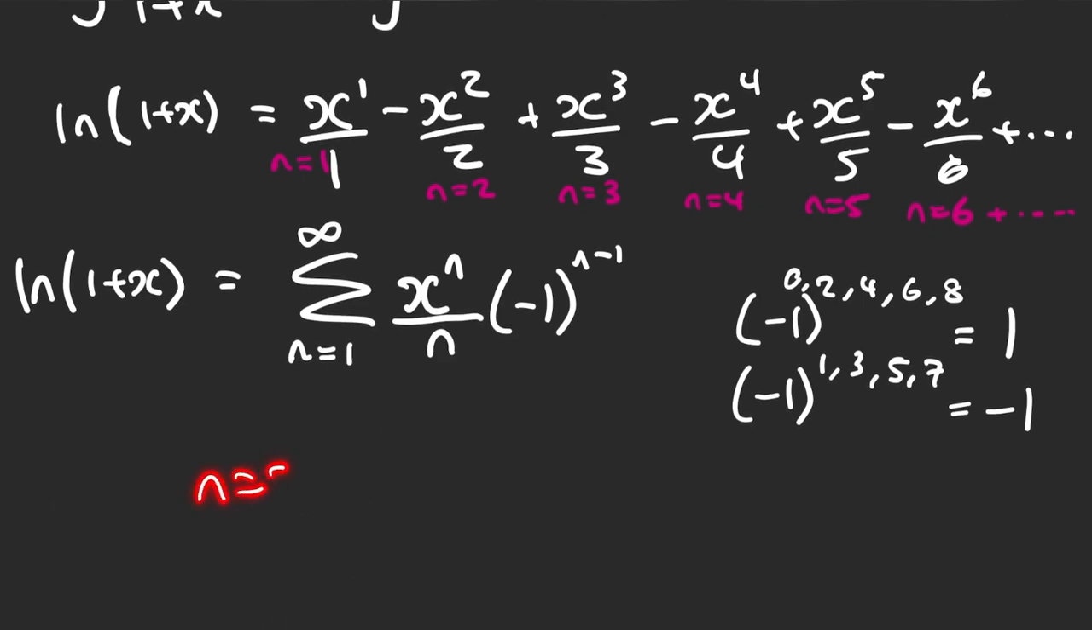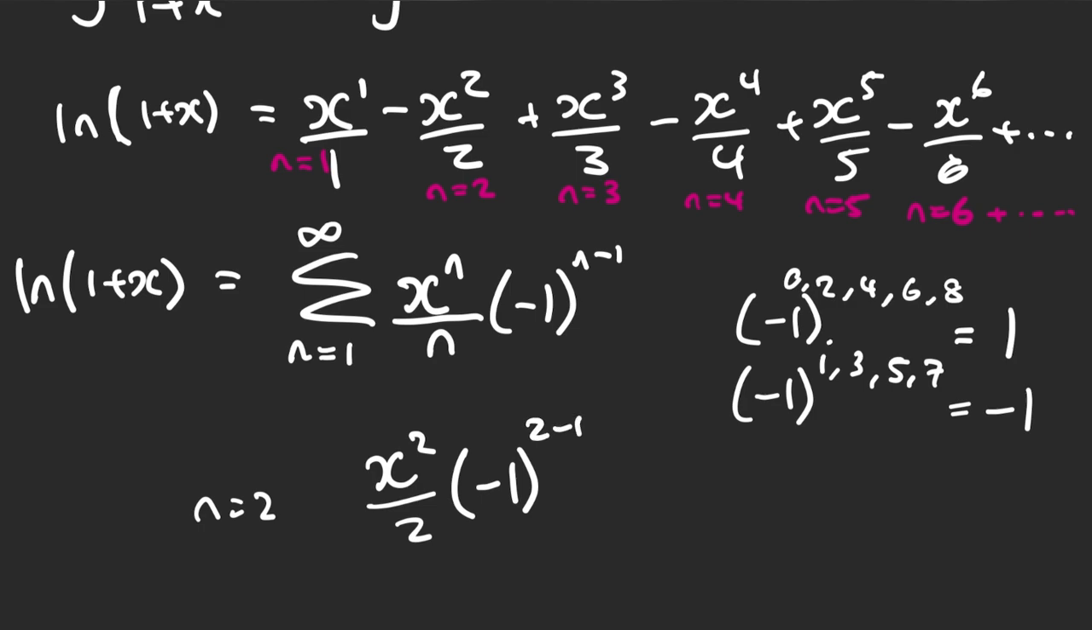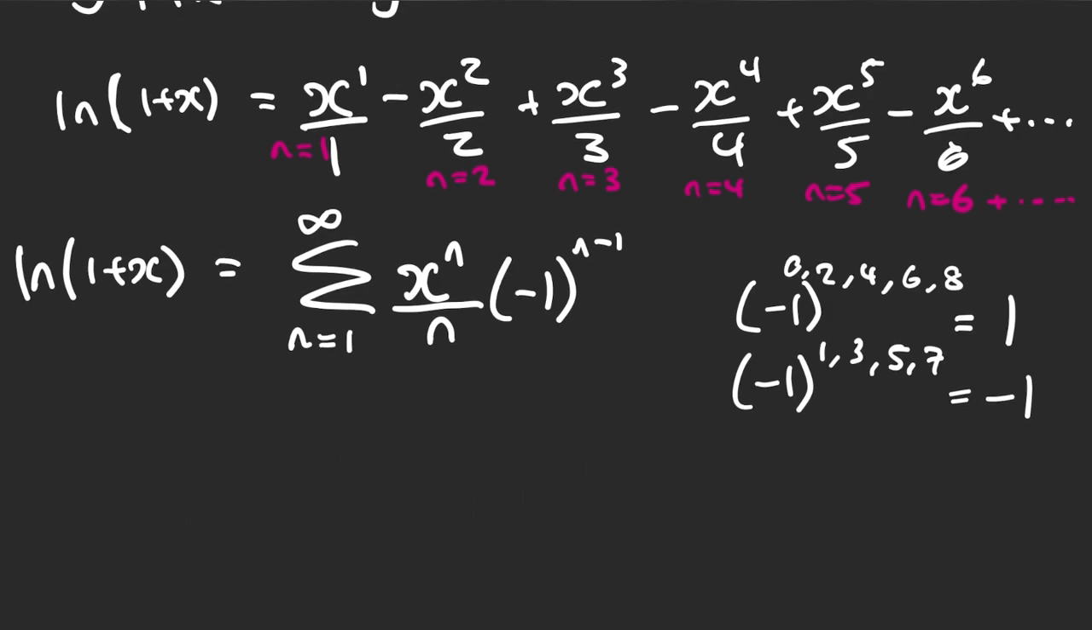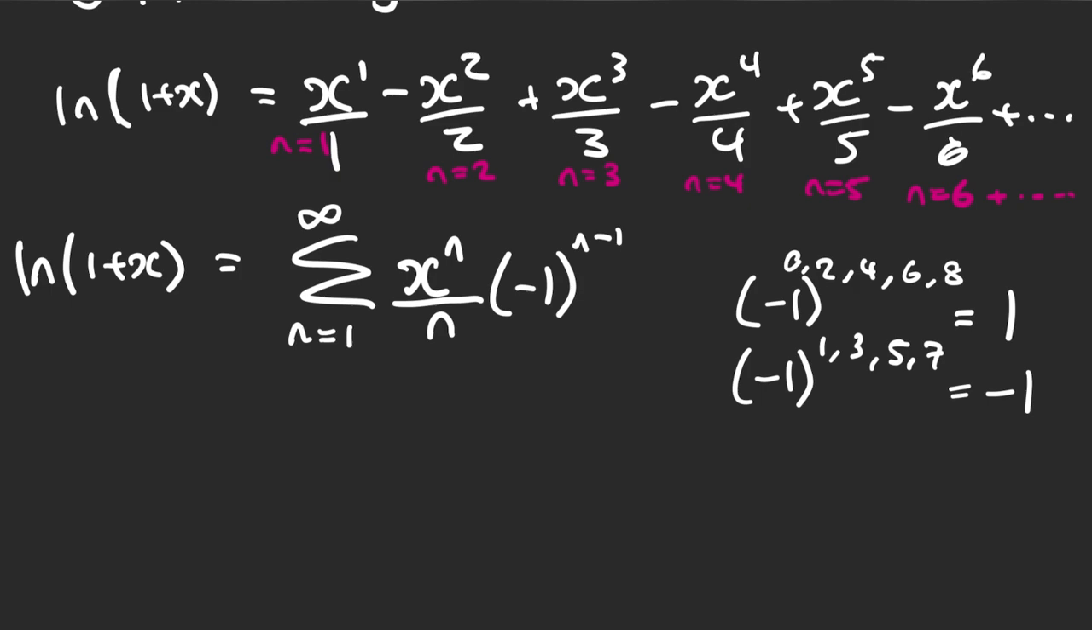Let's check and see if that works for our next term, so when n is equal to 2. When n is equal to 2, we get x squared over 2 times negative 1 to the power of 2 minus 1. 2 minus 1 is of course just 1, and as we know, negative 1 to the power of 1 gives us negative 1. So this is going to turn into times negative 1, which will give us negative x squared over 2, which is brilliant because that's what we've got right here. So we know it's working. Cool.